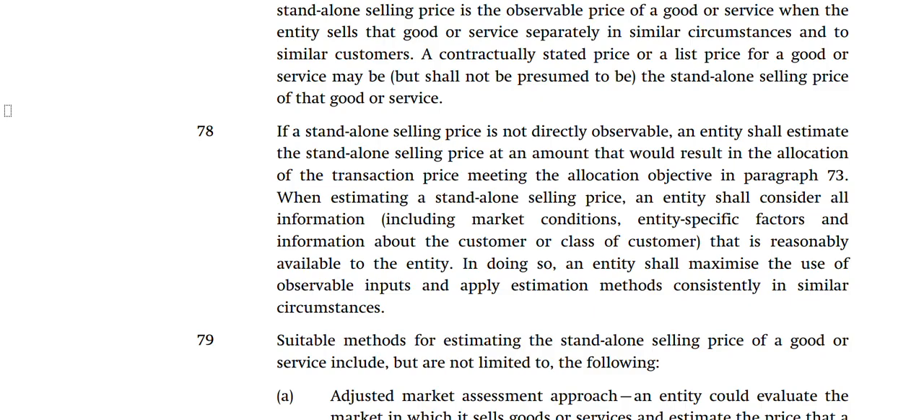Paragraph 78. If a stand-alone selling price is not directly observable, an entity shall estimate the stand-alone selling price as an amount that would result in the allocation of the transaction price meeting the allocation objective in paragraph 73. When estimating the stand-alone selling price, an entity shall consider all information including market conditions, entity-specific factors, and information about the customer or class of customer that is reasonably available to the entity. In doing so, the entity shall maximize the use of observable inputs and apply estimation methods consistently in similar circumstances.